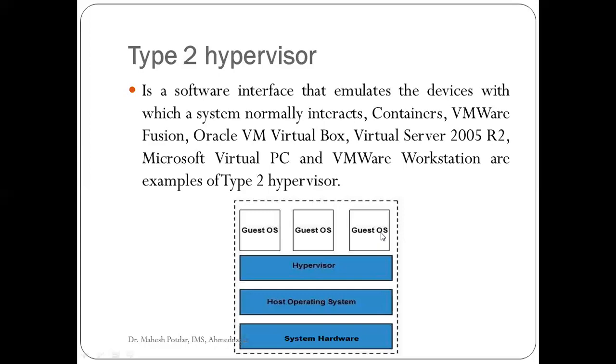So what is the basic difference? 4 components, and the additional component is the host operating system. So system hardware, host operating system, and then you install the hypervisor, and with the help of the hypervisor dashboard, you manage different virtual machines.